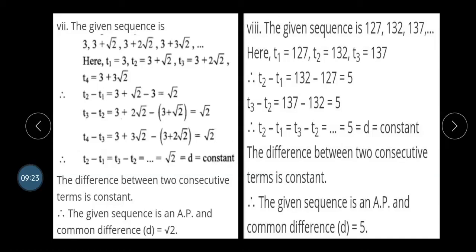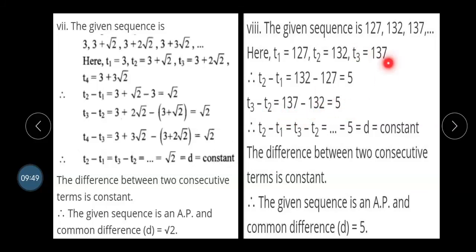Eighth one, the given sequence is 127, 132, 137. Here the first term is 127, second term is 132, third term is 137. Second term minus first term equal to 132 minus 127 equal to 5. Third term minus second term equal to 137 minus 132 equal to 5.